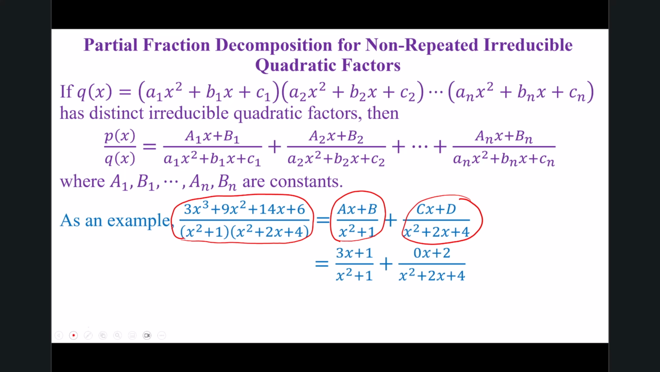For this particular one, if we were to solve it, we would get a is 3, b is 1, c is 0, and d is 2. And so we get 3x plus 1 over x squared plus 1 plus 2 over x squared plus 2x plus 4. Let's try an example. We'll do the partial fraction decomposition for this expression.